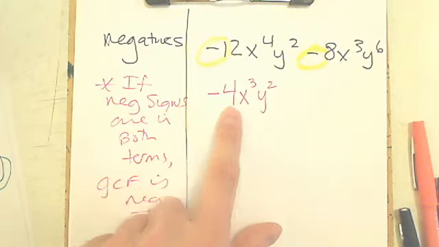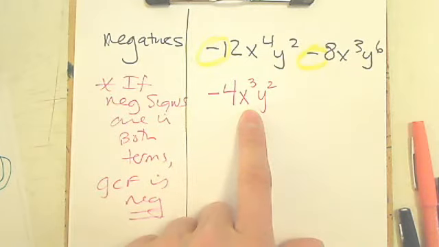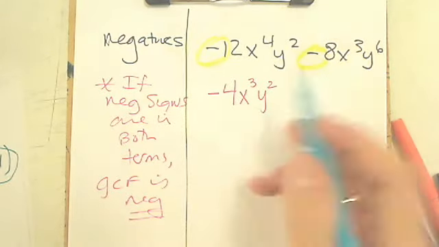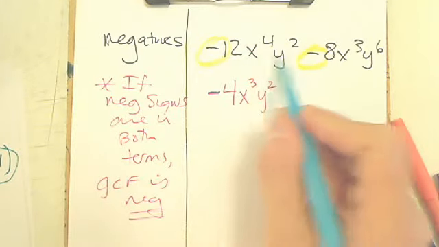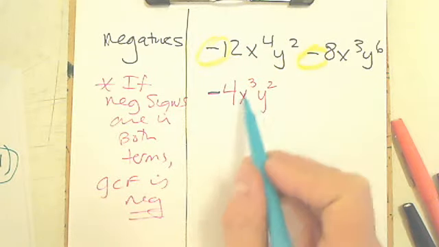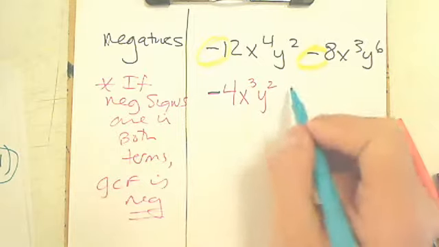What if there are three terms, and all but one is negative? It has to be positive then. They have to be all negative for you to take it out. We'll do that one next. So, negative 4, x^3, y^2. Any questions on how I took out y^2 and x^3?